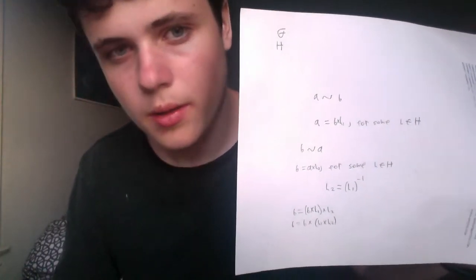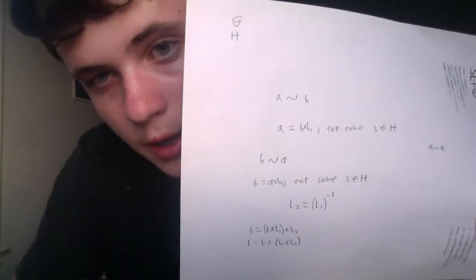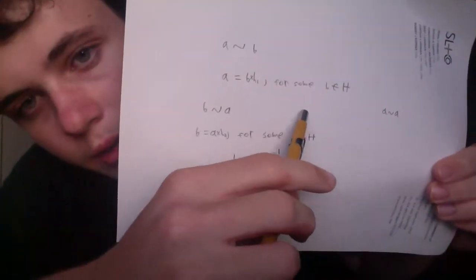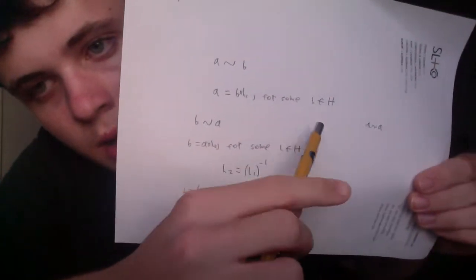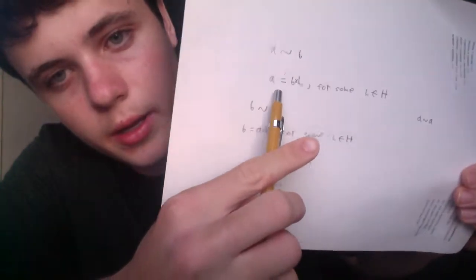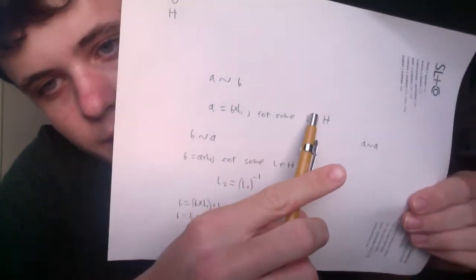Okay, so next what we're going to do is prove that any element is equal to itself. That's the second step. So I'm going to prove that for any element, it is equal to itself. And this part's sort of simple. I'm going to choose my H value. Remember, what this means is that A is equal to itself times some element in H.